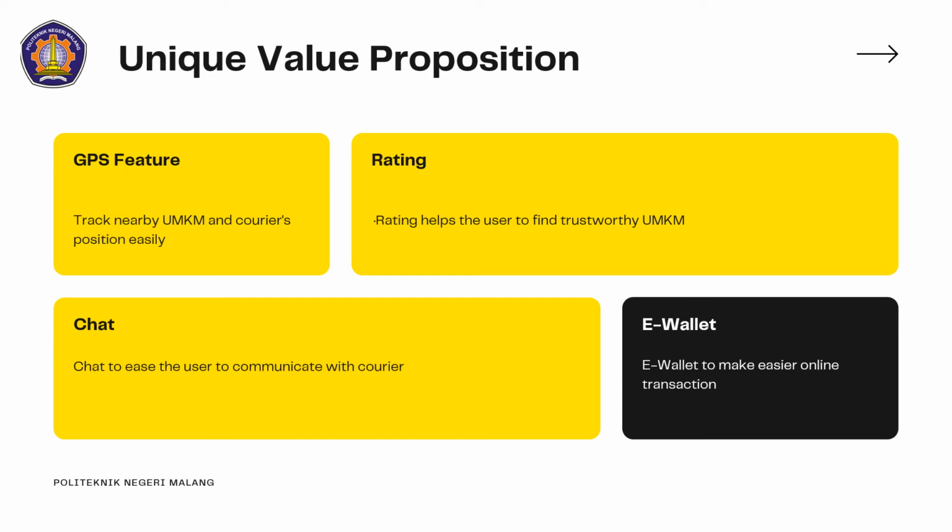Also, in addition, we plan to have a chat feature. It eases the user's communication with couriers and the UMKM itself, so that the transaction process is clear, and it's important to have that clarity before making a transaction. And after that, what also makes us stand out is the e-wallet system, to make online transactions easier. Of course, it is quite similar to OVO and GoPay, but it is going to be implemented only in our BeliBund platform.